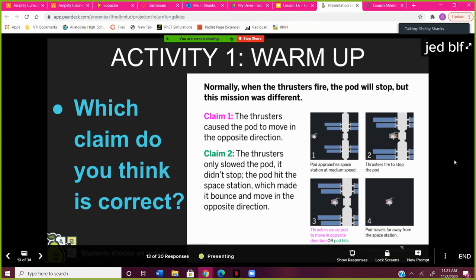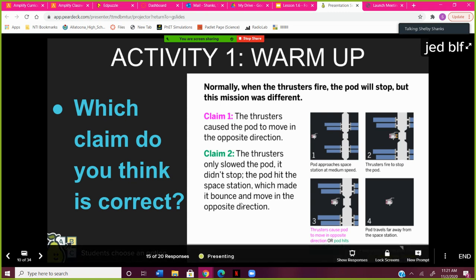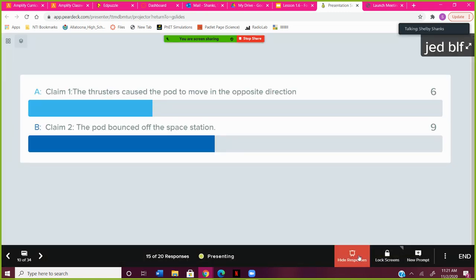All right, I need a few more people. Make sure they're responding in that. There is really not a correct or wrong answer here because we don't have enough information just yet, but I want to know what you guys are thinking. All right, I'm going to look at the responses.